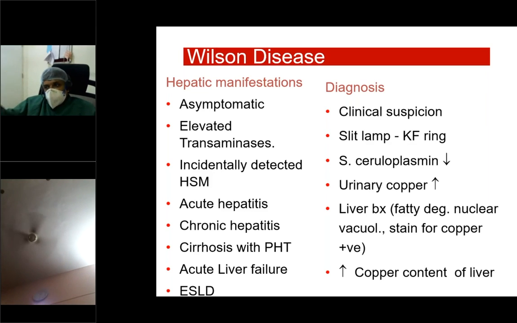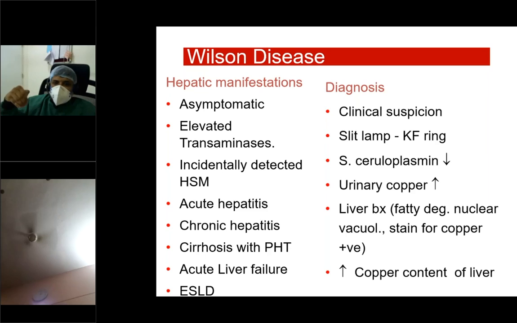Similarly, it can present to the hematology department only with hemolytic anemia. It can present to the psychiatric department with dystonia, altered behavioral patterns, etc. It can present to the GE department with hepatitis, or it can present to the renal department with proteinuria, etc. So there are varying presentations of Wilson to various departments. So the diagnosis always rests on having a high clinical suspicion.